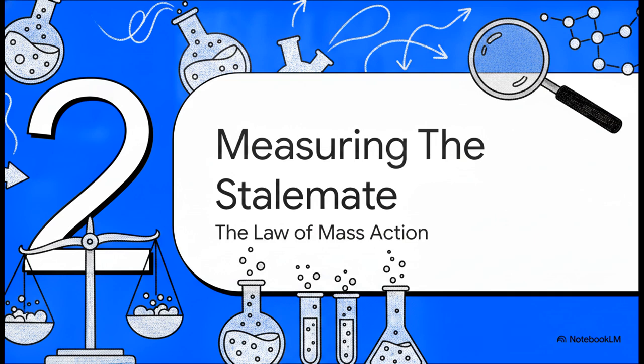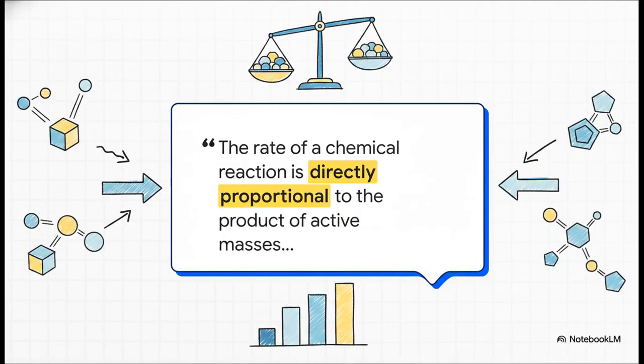Now that we've got the rules of the game down, let's meet the scorekeepers. How do chemists actually measure all this hidden activity? Well, this rule, the law of mass action, allows us to mathematically translate that stalemate. It basically shows that the rate of the reaction depends entirely on the active masses of the reactants at play, multiplied together, and raised to the power of their quantities in the balanced equation. It's just a remarkably precise way to calculate the push and pull of all those molecules.